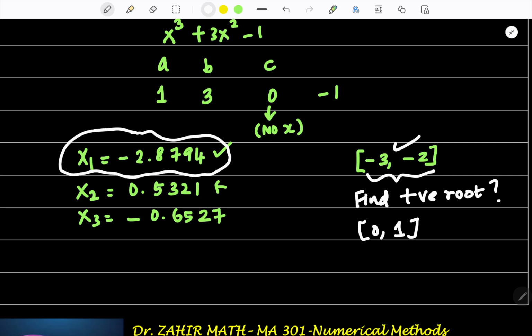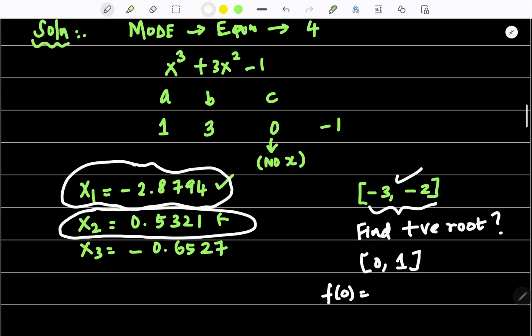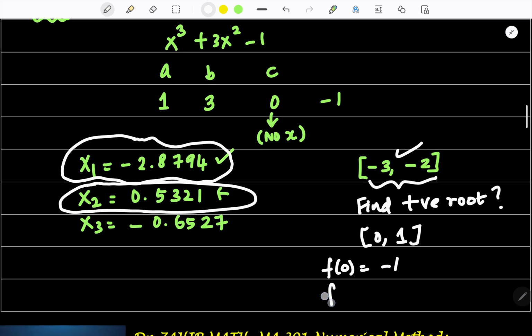Why, teacher, are you choosing 0 comma 1? Because the positive root is 0.5321, so I'm choosing 0, 1. If you choose 0, 1, will the equation satisfy? Yes. Just put f of 0 in the equation, so you will get minus 1. Now put f of 1 in the equation: 1 plus 3 minus 1, which is 4 minus 1, equal to 2.